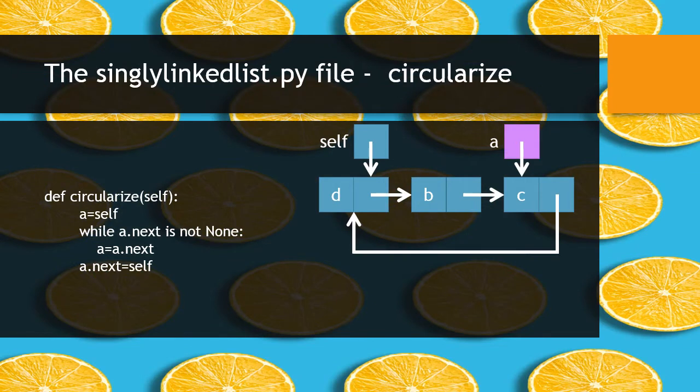This is what happens, and now you can see that the singly linked list has circularized. If you start from self and you start traversing, you go to D, B, C and then back to D. So what is the complexity analysis of this code? The while loop will run as many times as the number of nodes in the given list. Let the number of nodes in the given list be n, then this function is O(n).